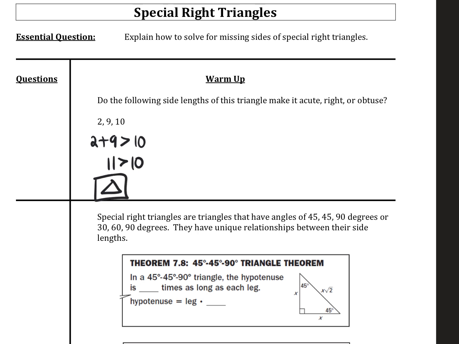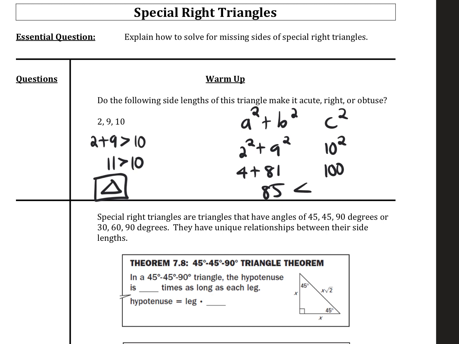Then we need to use the Pythagorean theorem, a squared plus b squared and c squared, and compare to see what kind of result we get. The legs are the smaller sides, so 2 squared plus 9 squared, and c squared is going to be 10 squared. 2 squared is 4, plus 9 squared is 81, and 10 squared is 100. 4 plus 81 is 85, and 85 is less than 100.